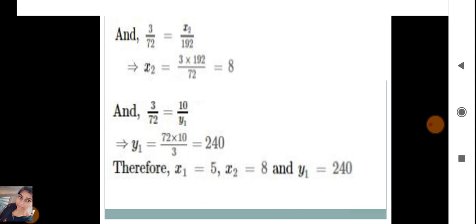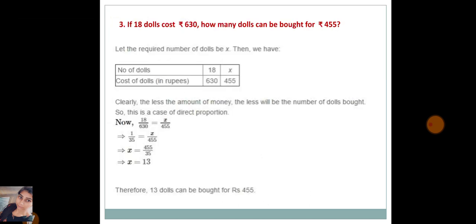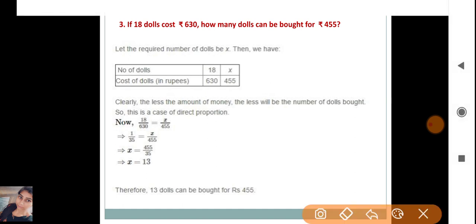So now let us solve one more problem which is based on direct proportion only. The question is, if 18 dolls cost 630, how many dolls can be bought for 455 rupees? Now just consider one thing here. The number of dolls and the cost of dolls are given. So we have two quantities here, the number of dolls and the cost of dolls, and obviously the cost is given in rupees, so in rupees I've written in brackets.